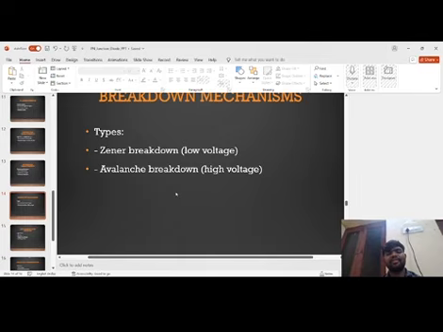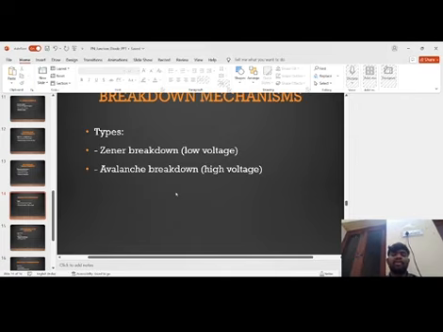Zener breakdown occurs in a heavily doped diode at reverse bias condition, at low reverse voltages. There, strong electric fields break valence electrons. The current increases suddenly, but it is controlled. Used in Zener diode for voltage regulation.